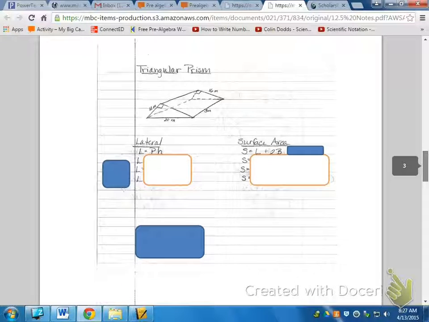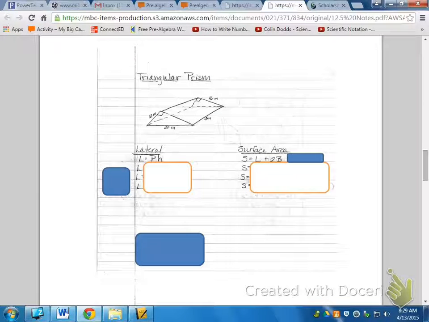Okay, so there is my triangular prism. Now we're going to do the surface area of a triangular prism. If we've got a triangular prism, that means our bases are the triangular ends. The lateral faces are the rectangles. So we're going to do the same idea as we did last time. We're going to look at the lateral area first. The lateral area is big P, the perimeter of the base, times the height of the prism.